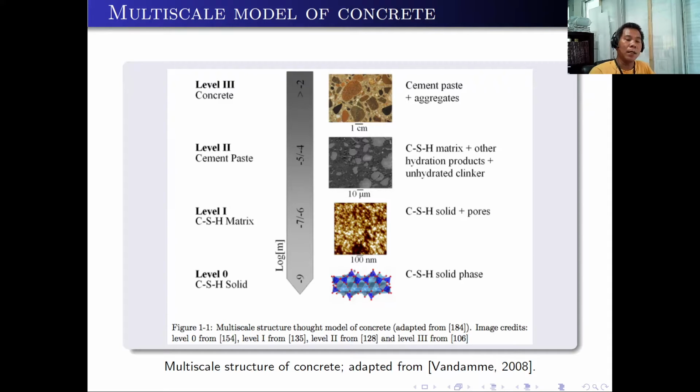As you can see, at level 0 is the calcium silicate hydrate, which is at nano scale. If we go up a level, that is level 1, the C-S-H matrix, you can see the C-S-H solid plus the pores. For level 2, the cement phase is just cement plus water, so it will show us the C-S-H matrix plus other hydration products and unhydrated clinker. At the engineering level, that is level 3, concrete, you can see the cement phase and aggregates.